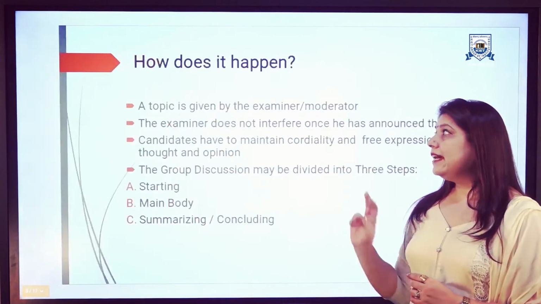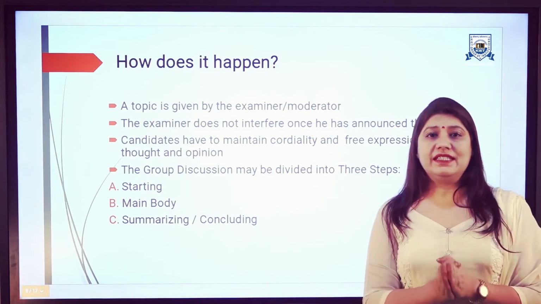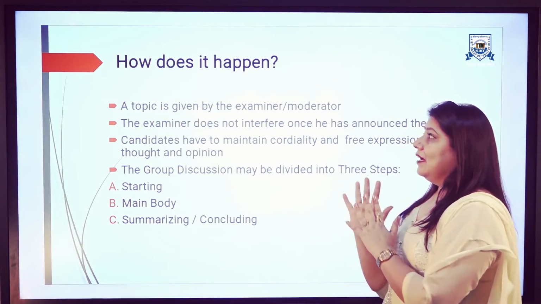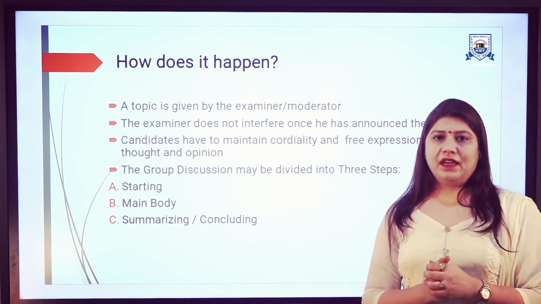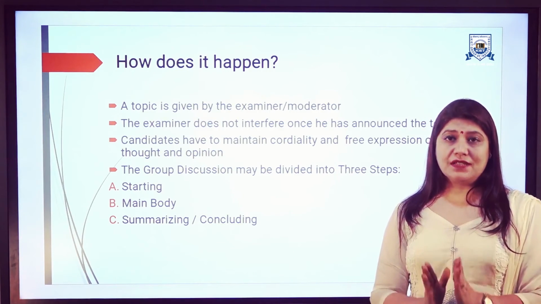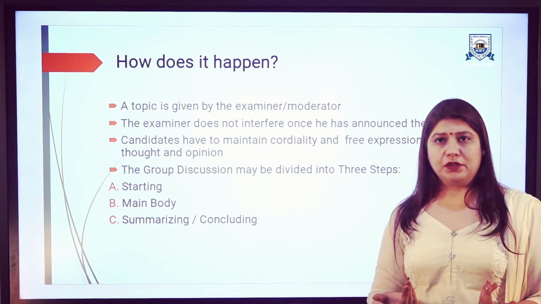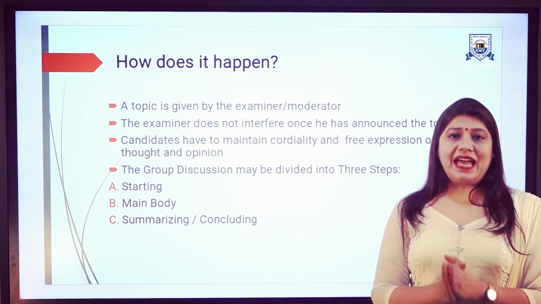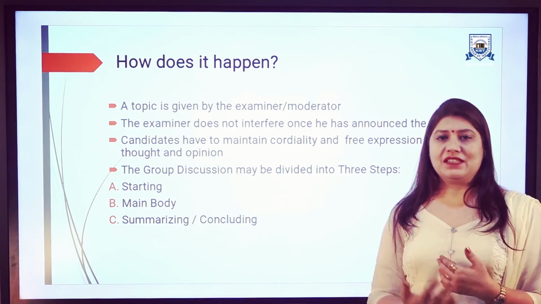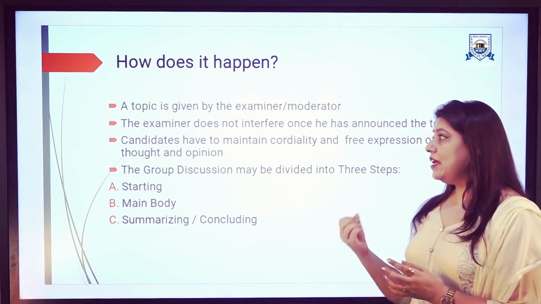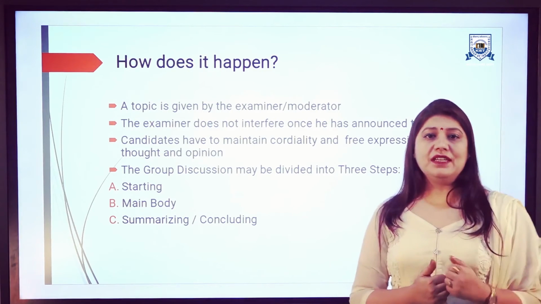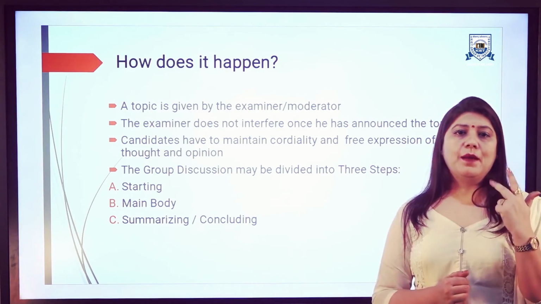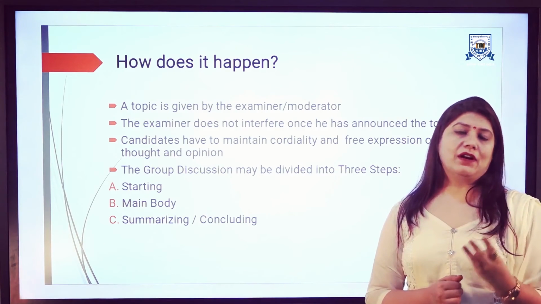Now, let us know how GD takes place. GD initially begins with the topic. After the examiner announces the topic, he doesn't interfere in it. He just remains as an onlooker or an observer. The candidates have to maintain cordiality. They have to freely and frankly exchange their thoughts on that topic to reach a mutual conclusion. The group discussion may be divided into 3 different parts: starting, main body, and summarizing or concluding.